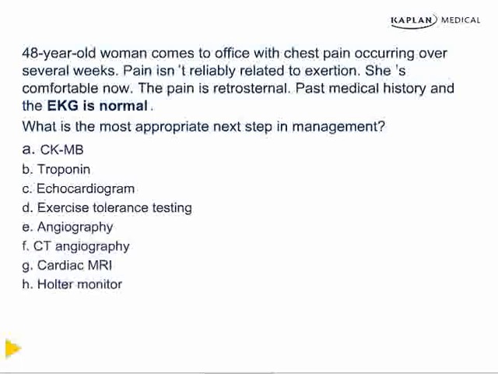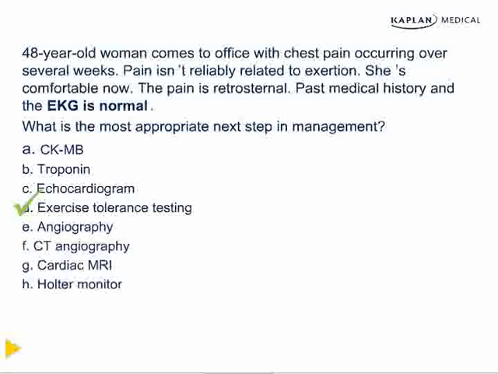The first thing we have to point out here is that ischemic pain is retrosternal. I'd like to point out that non-ischemic pain, most of the time, is left-sided. Left-sided pain, we should say, is not ischemic. It's under the sternum for normal people. So what's the most appropriate next step in management here? Well, first of all, take a second to look, pause the tape, and just take a second to look at all the choices. Well, what you see is that almost all of these are indicated at some time.